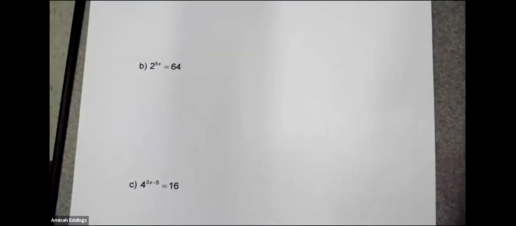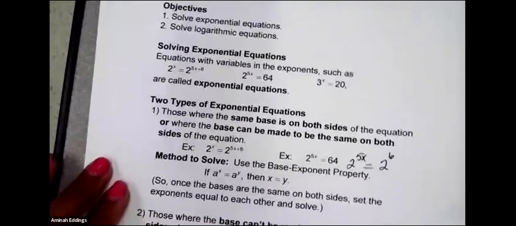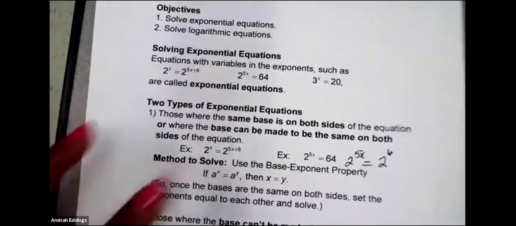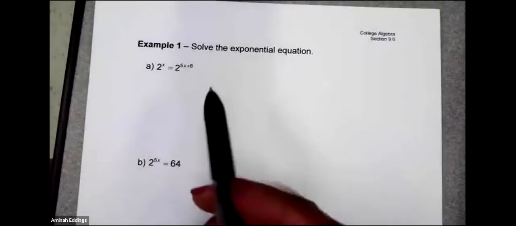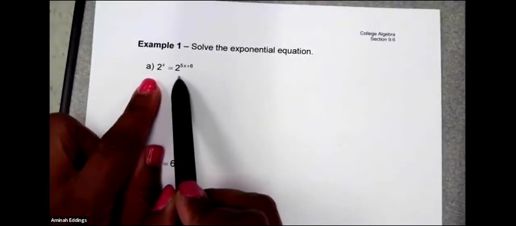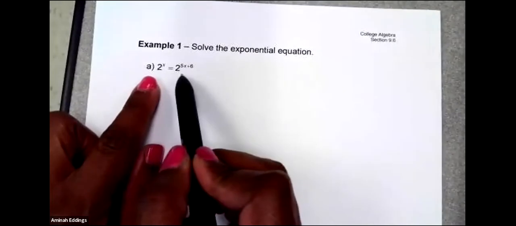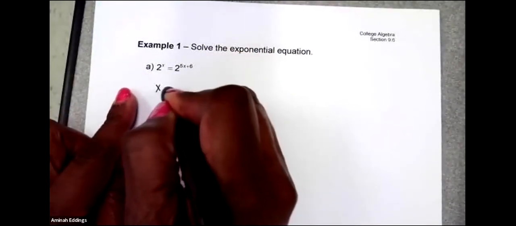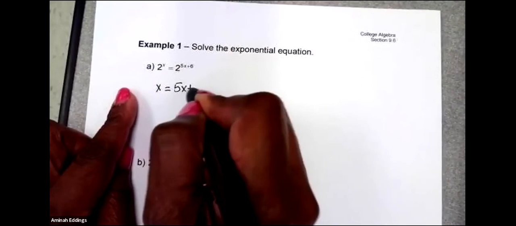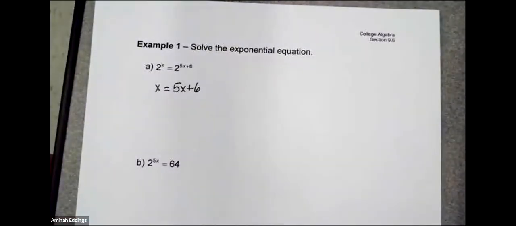All right, well, let's look at example 1. Example 1 says to solve the exponential equation. If we look at this equation, we'll see that it is our first type, where our bases are the same. So that means because I have a base of 2 and a base of 2, I can simply drop my exponents down. So x is equal to 5x plus 6, and simply solve it for x.